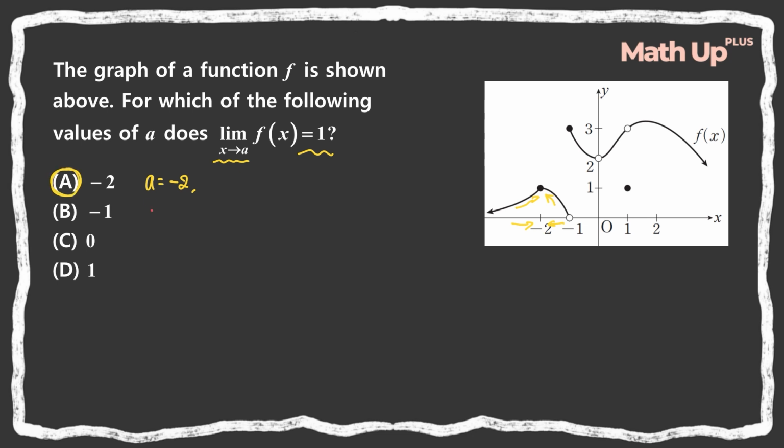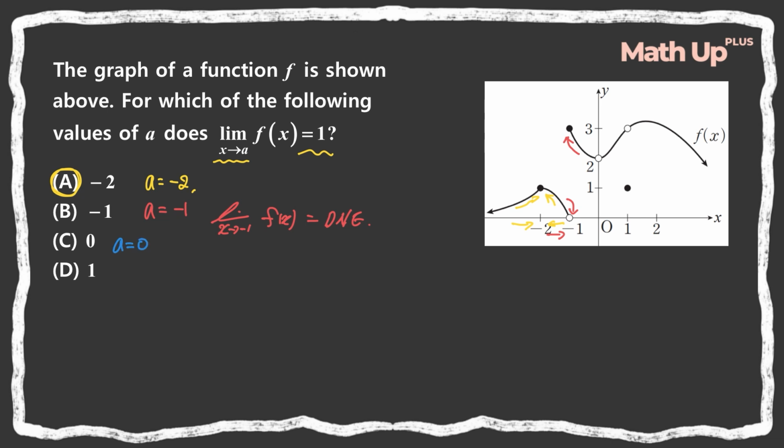Alright? What if a is equal to -1? -1 from the left-hand side, 0, right-hand side, 3. So the limit doesn't exist. So the limit as x approaches -1 of f(x) does not exist. DNE.